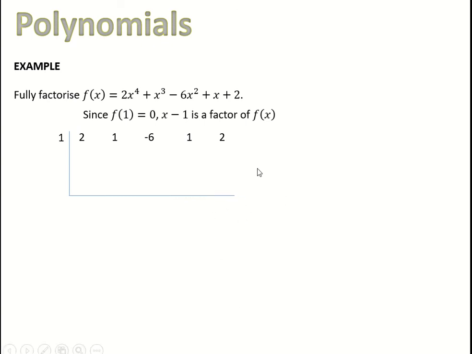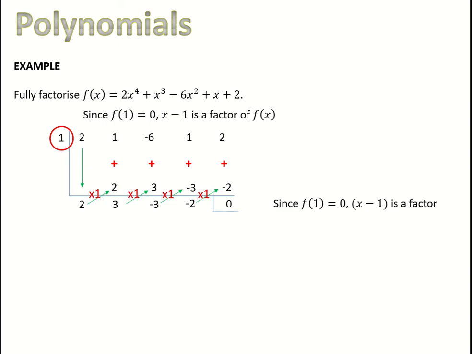I know it should be a 0 at the end if my working so far is correct, but the other terms are going to build up my quotient, which will allow me to factorize it fully. So bring the 2 down, times 1 gives 2, add 1 gives 3, times 1 gives 3, add minus 6 gives minus 3, times 1 gives minus 3, add 1 gives minus 2, times 1 gives minus 2, add 2 gives 0. Lovely.